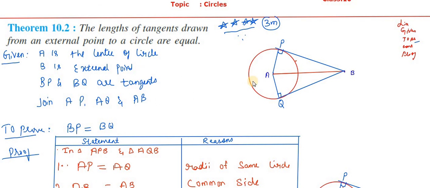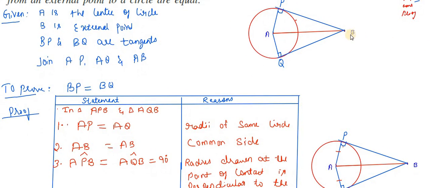Okay. So what is the given? According to the statement of the theorem, we need to draw the diagram and also write the given. So here B is the external point, and BP and BQ are the tangents. A is the center of the circle. So AP, AQ and AB are joined. Next is to prove. What we need to prove is that BP is equal to BQ. BP and BQ are equal. That we need to prove.